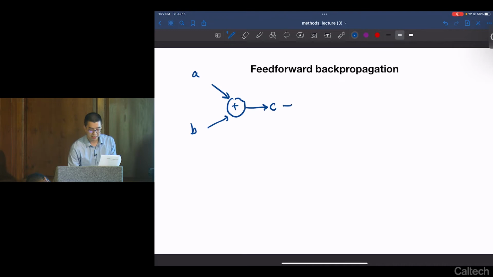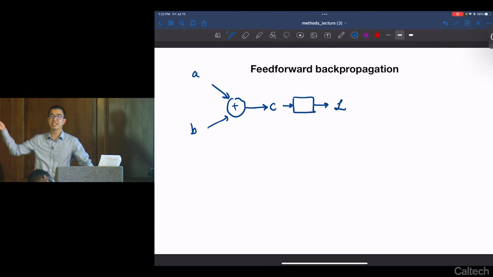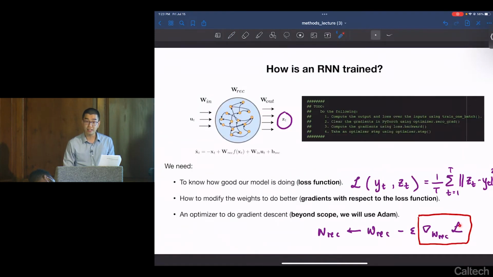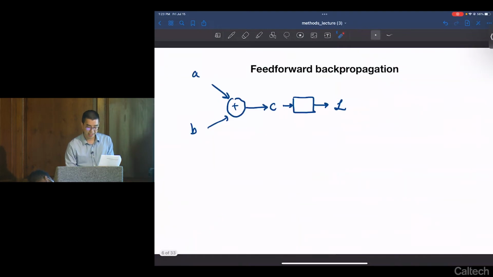And then C is going to go through some function that calculates my loss L. L tells me how good my model is. And when I do gradient descent, I need to calculate the derivative of L with respect to my parameters. So I need to know how to take the derivative of L with respect to C. That's easy because C is connected directly to L.